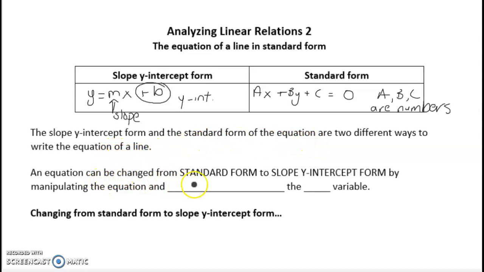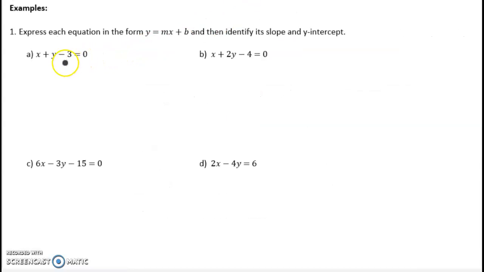An equation can be changed from standard form to slope y-intercept form by manipulating the equation and isolating the y variable. Changing from standard form to slope y-intercept form. So let's do some examples of this. So here's our first example. Express each equation in the form y equals mx plus b and then identify its slope and y-intercept.